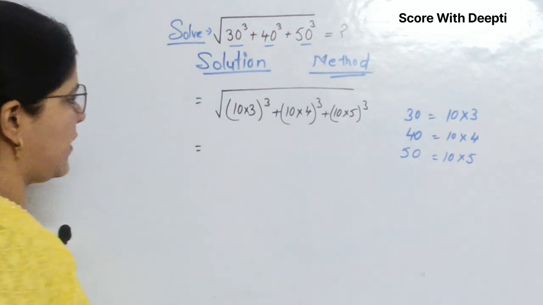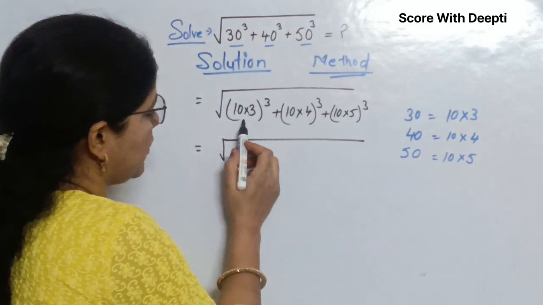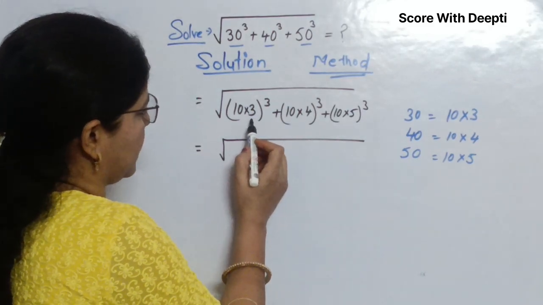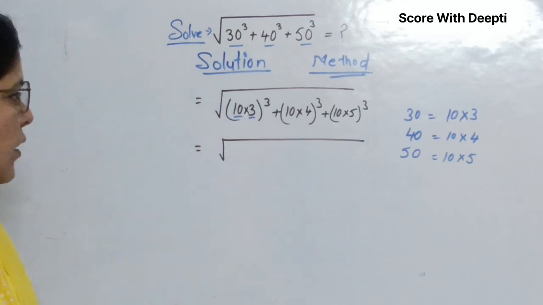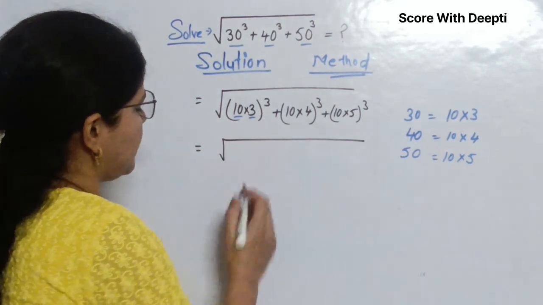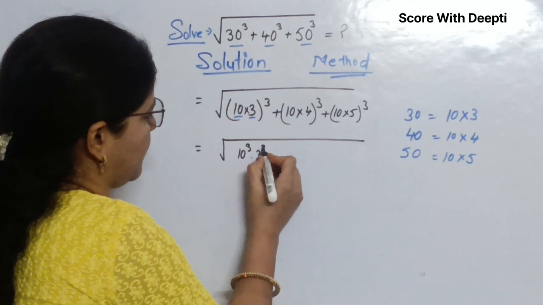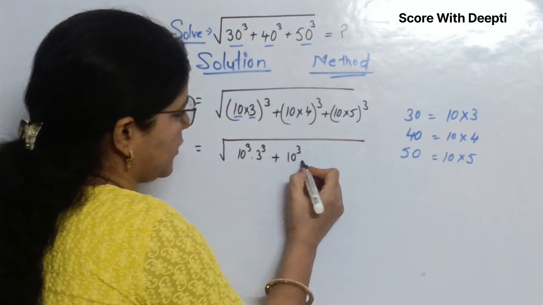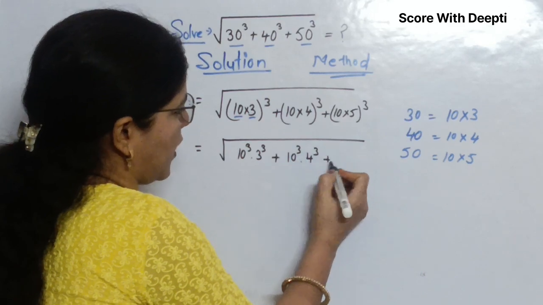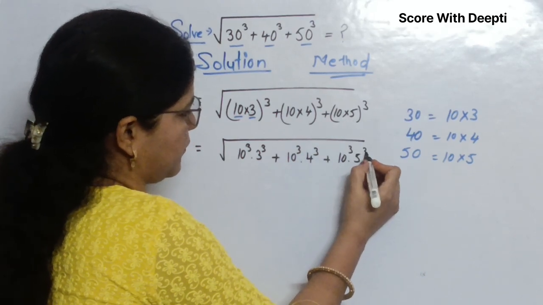Our next step will be, now in whole cube, in this bracket, there are two terms, 10 and 3. Now we separate these terms and write 10 cube into 3 cube plus again 10 cube into 4 cube, again 10 cube into 5 cube.